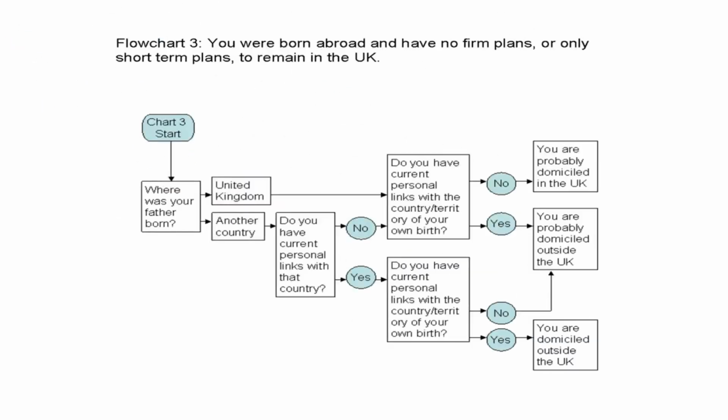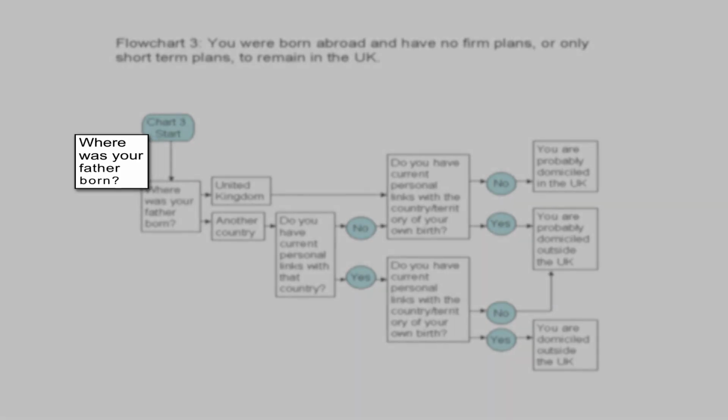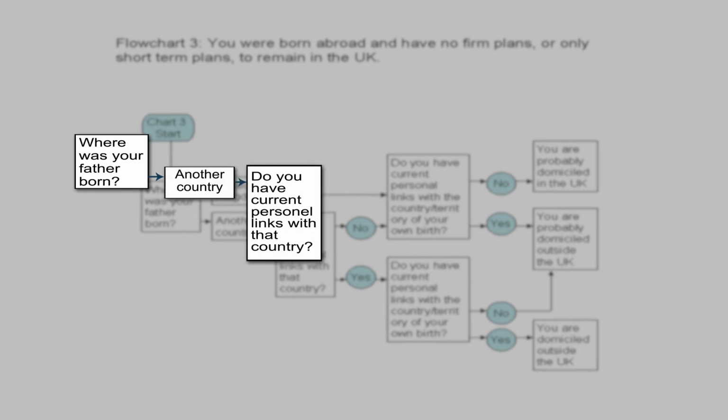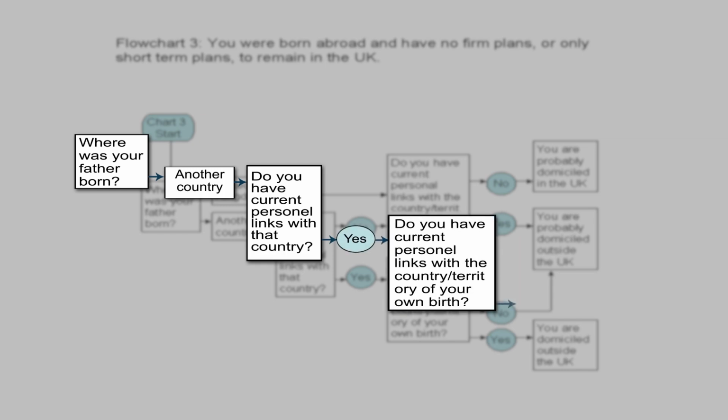So if we go to chart 3, the question is, where was your father born? And if in another country, do you have current personal links with that country? Yes. Do you have current personal links with the country or territory of your own birth? Yes. And then it says you're domiciled outside of the UK. So that's quite helpful because that's the situation that would apply to many of my clients.